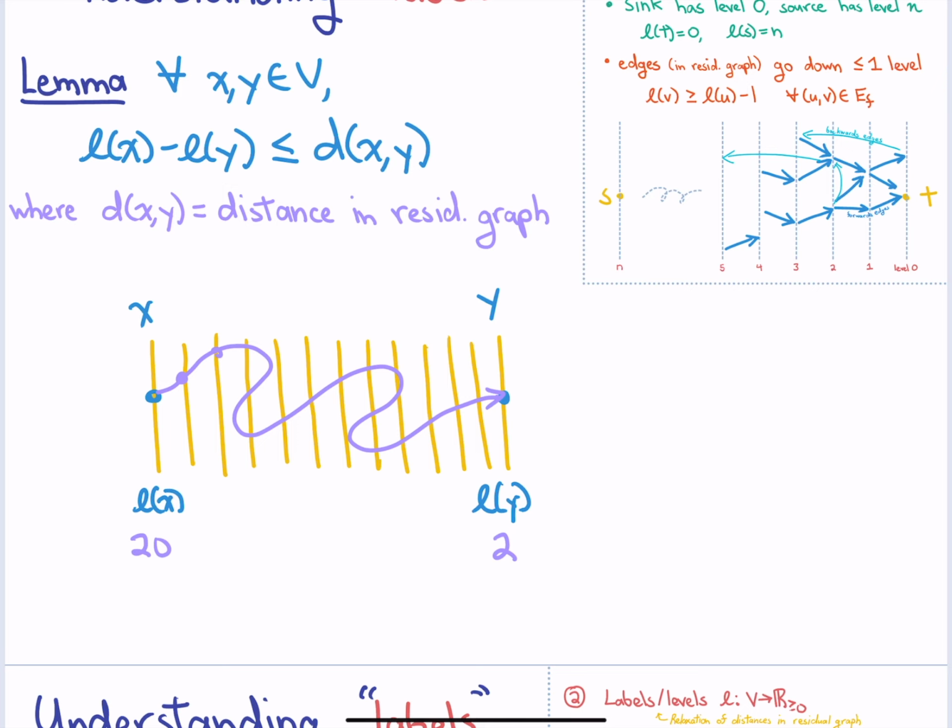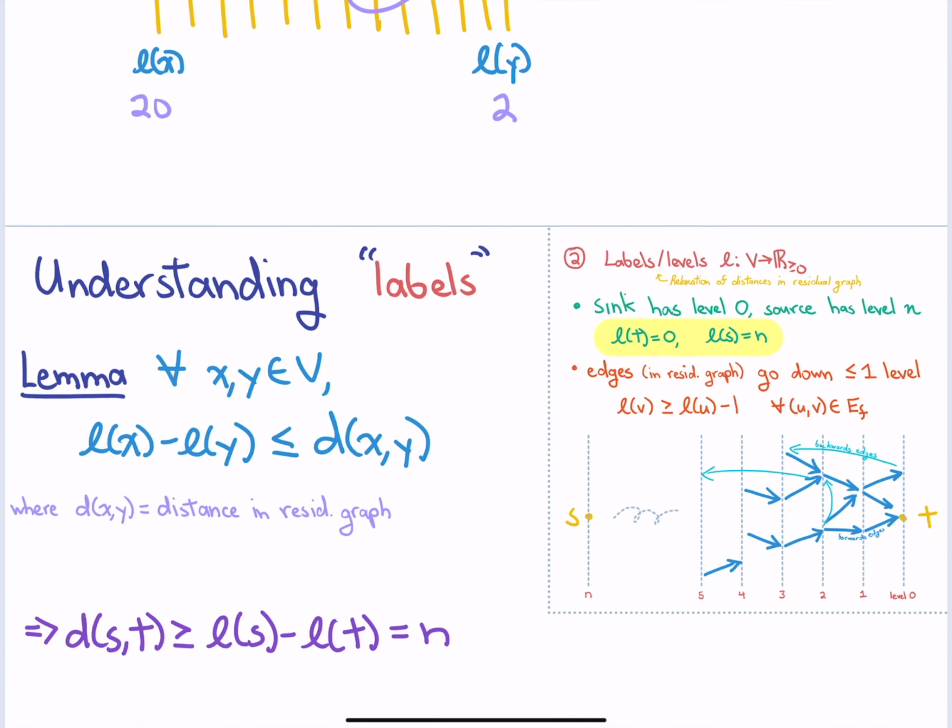Okay. All right, so in that sense, these labels are sort of like a surrogate for distances. We label them and we manage them, but they're closely connected to distances.